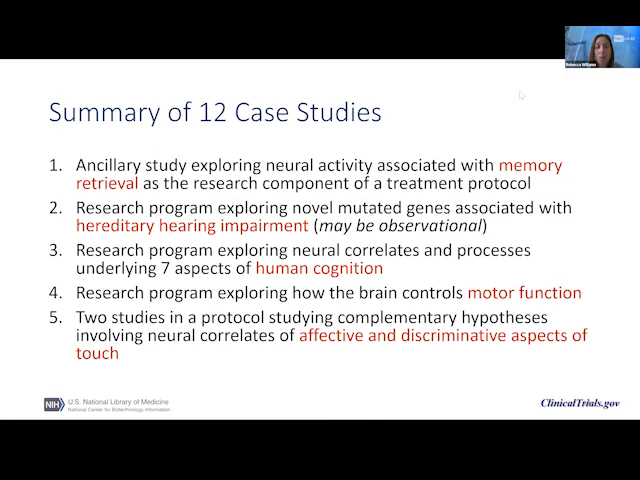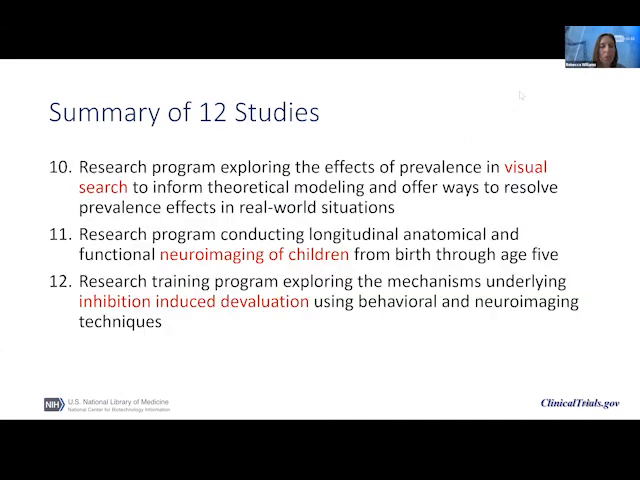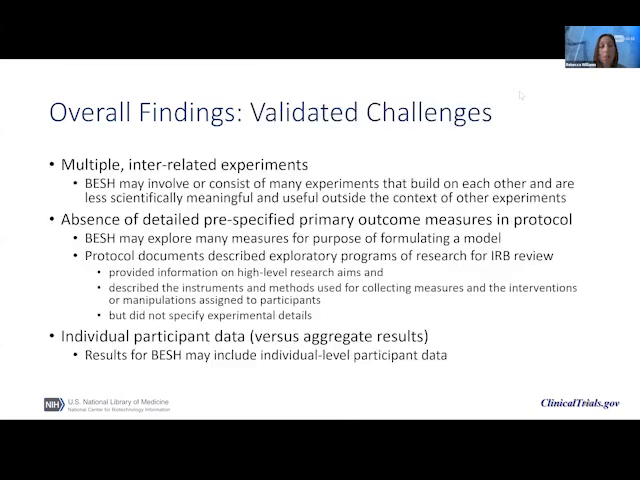You can see some of the keywords highlighted in red, but these are the 12 case studies that made up our analysis. And then Elisa will be picking a few of these to give you some greater insights into that work. Ultimately, we found that our findings did validate the preliminary analysis. It did give us deeper insights, and it allowed us to really consider some emerging points for registering and reporting results, particularly of exploratory BESH.